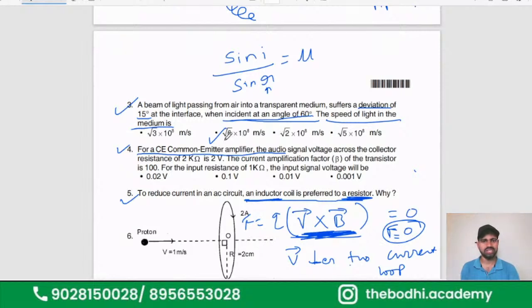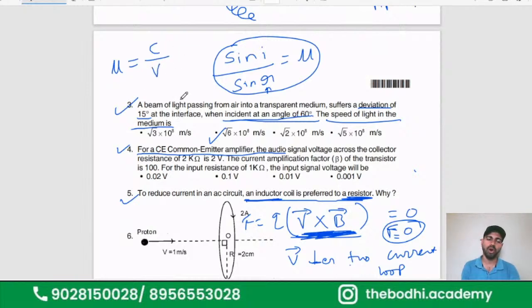The answer is root 6 into 10 to the power 8. Correct. But how? There are two formulas here. Normally, concept wise, one is given by mu. The refractive index is equal to the speed of light in vacuum, or you can say in air, over the speed in whatever medium you have to find out. That is mu is equal to c by v, always. This is one formula.